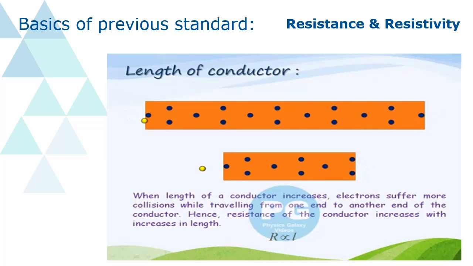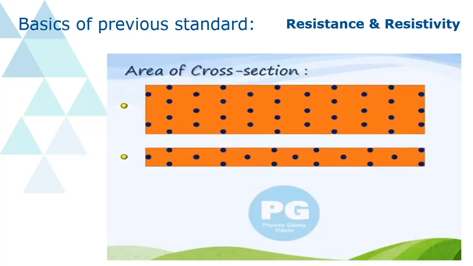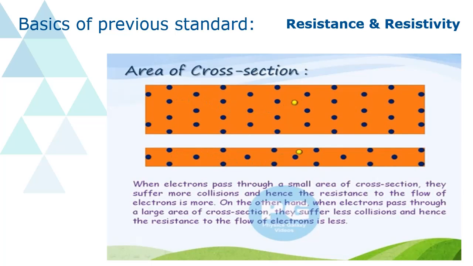The second factor on which the resistance of a conductor depends is the area of cross-section. Again, here are two conductors. The area of cross-section of one is more than the other. So, if we talk about the area of cross-section dependence on the resistance, when electrons pass through a small area of cross-section, they suffer more collisions, and hence the resistance to the flow of electrons is more. On the other hand, when electrons pass through a large area of cross-section, they suffer fewer collisions, and hence the resistance to the flow of electrons is less.